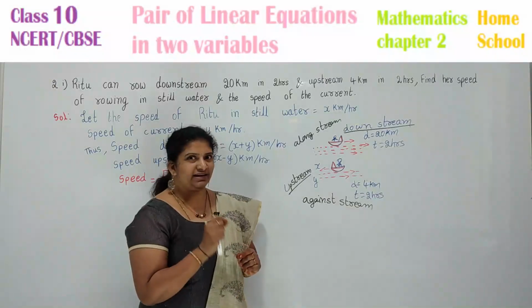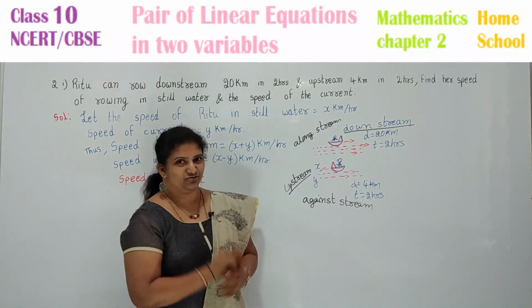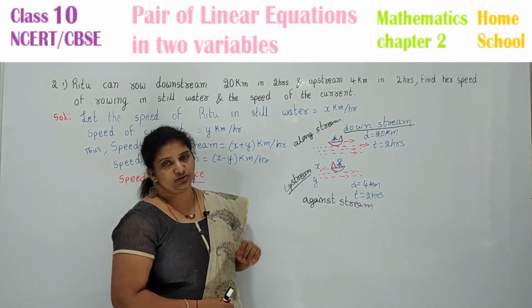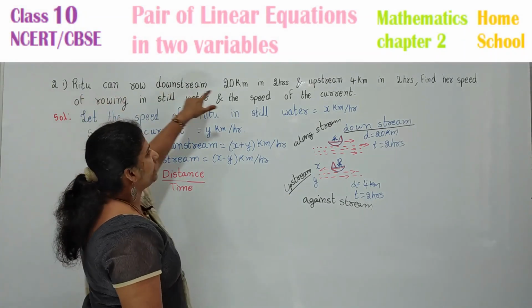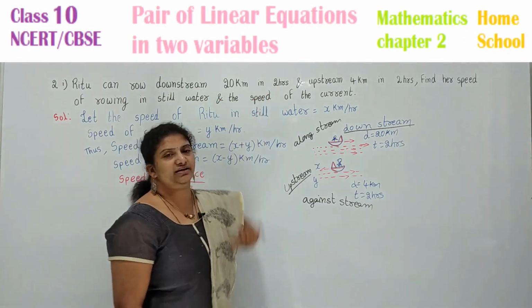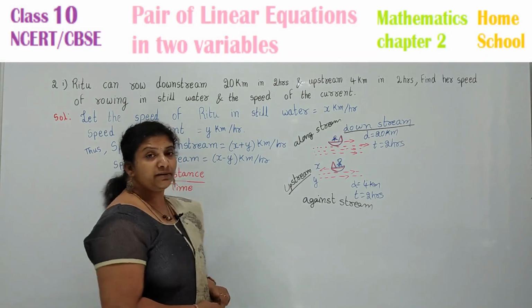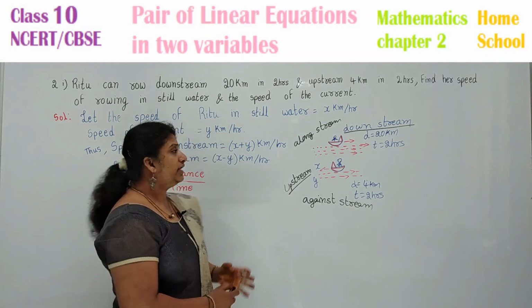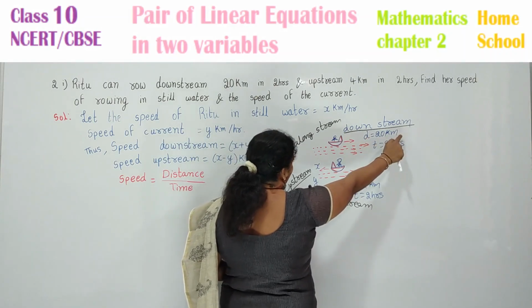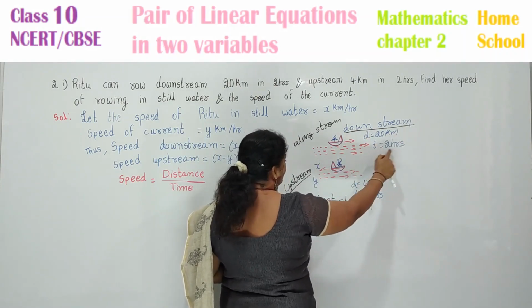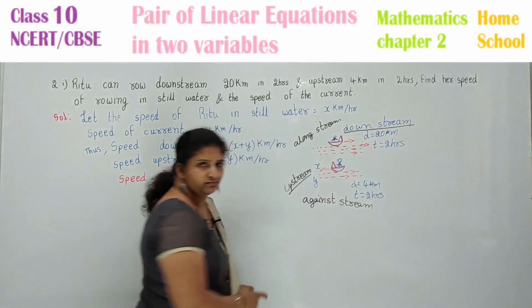So I hope you understood what is upstream and downstream. Let us look here at the problem. Ritu can row downstream 20 kilometers in 2 hours. Who is that person? Ritu. Ritu can row a boat a distance of 20 kilometers and she has taken 2 hours.